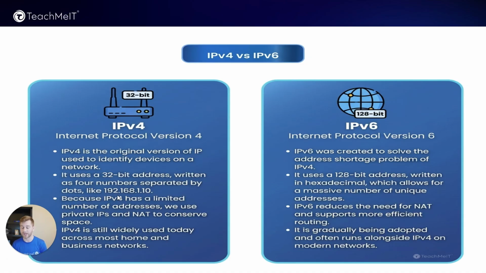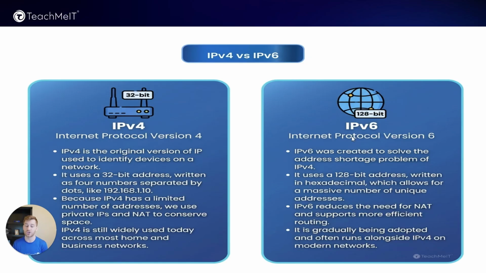So for example, 192.168.1.10, that's an IP address. The period after it is not part of the IP address; that's just ending the sentence. It's separated by 3 dots, or 3 periods, and it has 4 numbers in that sequence. Because IPv4 has a limited number of addresses, we use private IP addresses to conserve space. IPv4 is still widely used across many home and business networks.